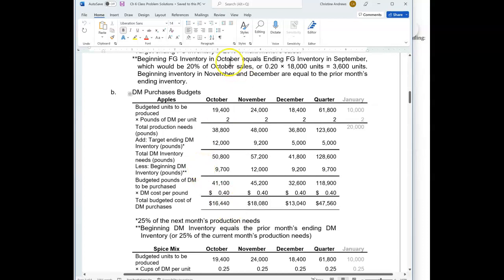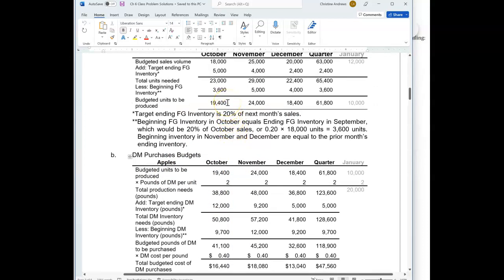So this budgeted units to be produced comes right off your production budget. There's the 19,400, 24,000, 18,400, etc.